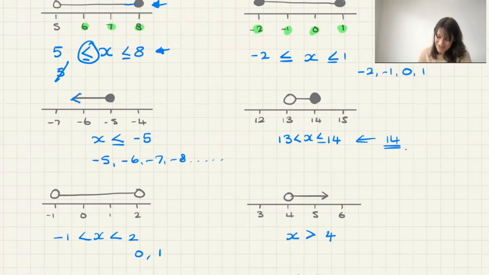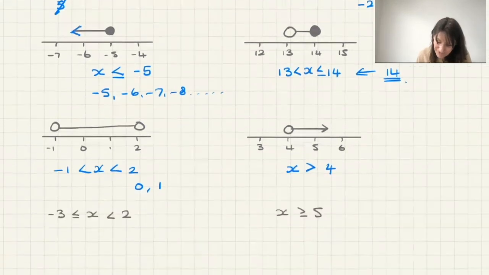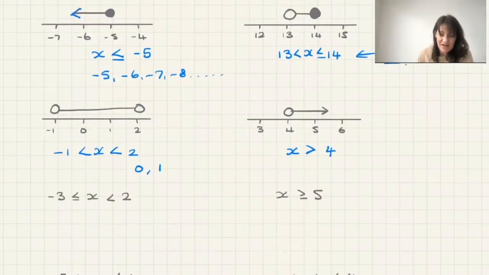All right, hopefully that's going well. Obviously, we could also be asked to draw. So here we were given the drawing and we were asked to produce the inequality. This is just the other way around. So I'm going to leave you to have a go at those first 2 because it's also linked to what we were doing before. So it shouldn't hopefully be too tricky at all to work out.